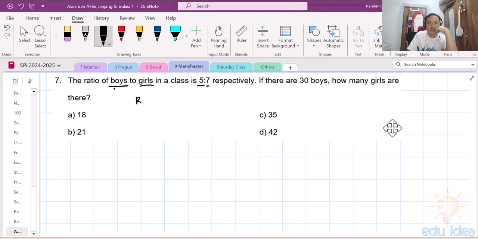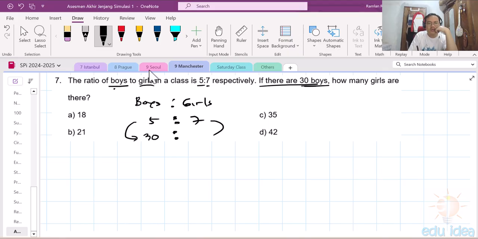You can write down boys over here and then girls over here. Sorry, girls. And then if you compare them, the ratio will be just 5 to 7. Now, because this represents the number of boys, you can write down 30 over here. And since this is what we call direct proportion, if you multiply here, you multiply also over here.